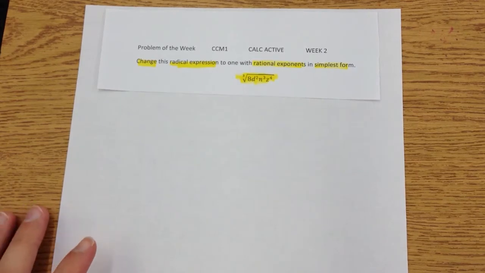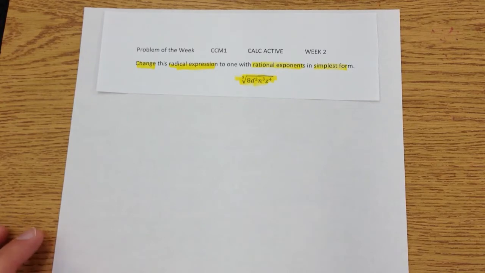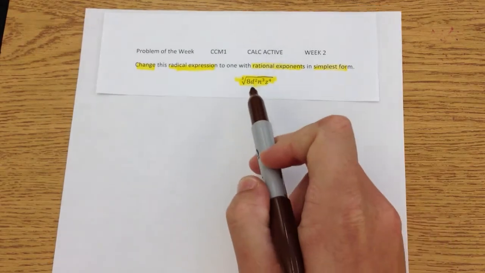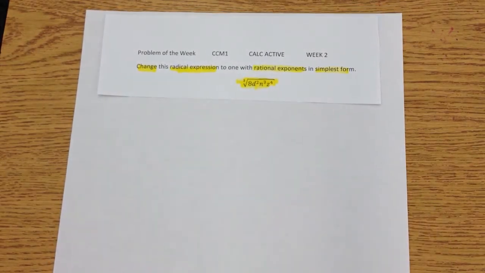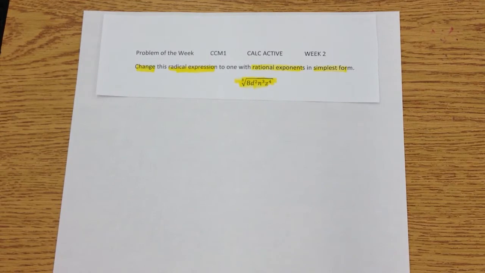Here we're looking at problem of the week, week number 2 for Common Core Math 1. As you can see, it's calculator active, and again, like always, I've highlighted the important parts, keywords, numbers from the problem itself. So the problem says change the radical expression to one with rational exponents in simplest form. And then it gives us the expression down here, and it's cube root of 8d to the second, n to the third, z to the fourth.